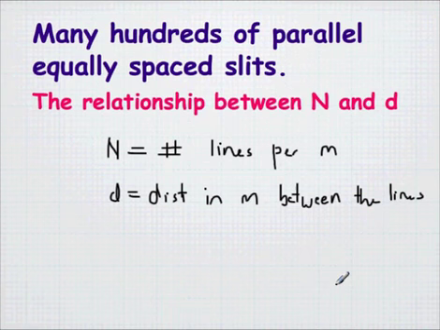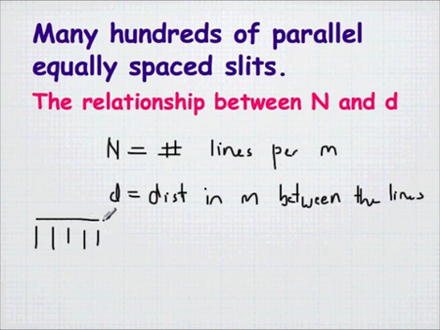Okay, so D is the distance in meters between the lines. Now, just to get from one to the other, let's do a quick little example. Let's say I had 1, 2, 3, 4, 5 lines, and the distance here is 1 meter. Okay, and let's say the separation between them. Okay, how do we find that out?